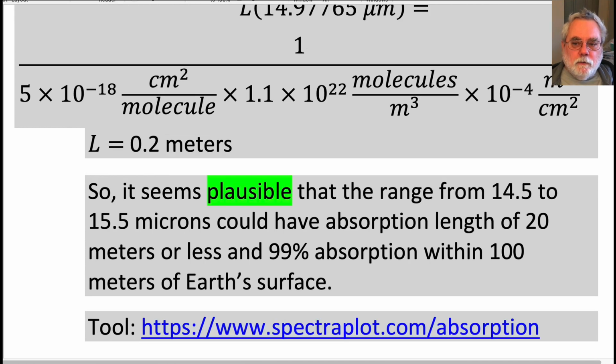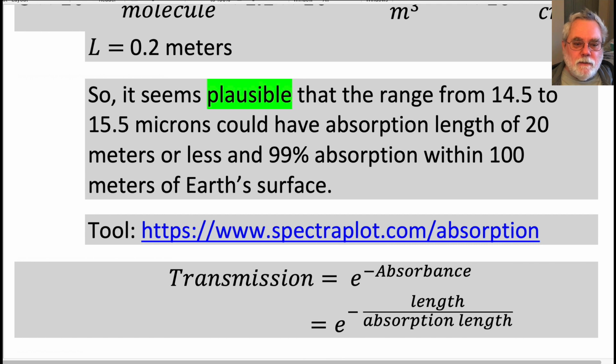SpectraPlot is a useful tool to play with to understand absorption by a single gas at our choice of pressure and temperature. Let's use SpectraPlot to verify absorption length and 100% absorption. We will use that transmission is e to the minus absorbance, and that equals e to the minus length over absorption length. Though beware that sometimes the field of optics uses 10 as the base instead of e.